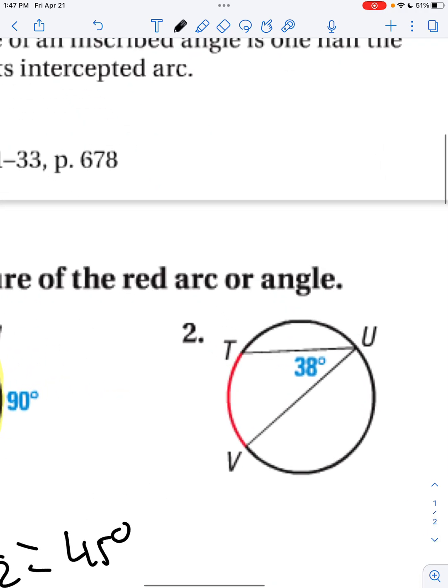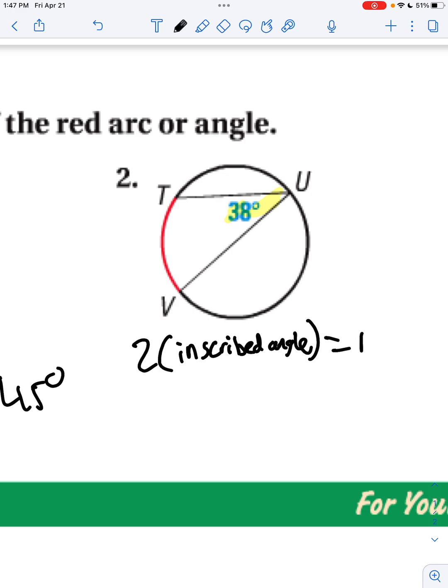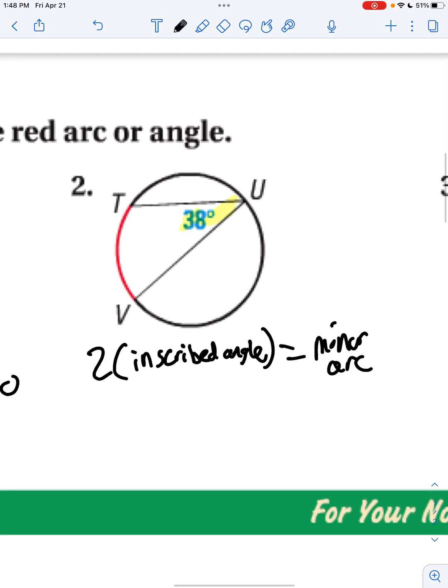Over here, I'm working the opposite direction. This time I have my inscribed angle being 38. So to get my arc measure, I'm going to take whatever my angle was and multiply it by 2 to get my minor arc. 2 times 38 equals 76 degrees.